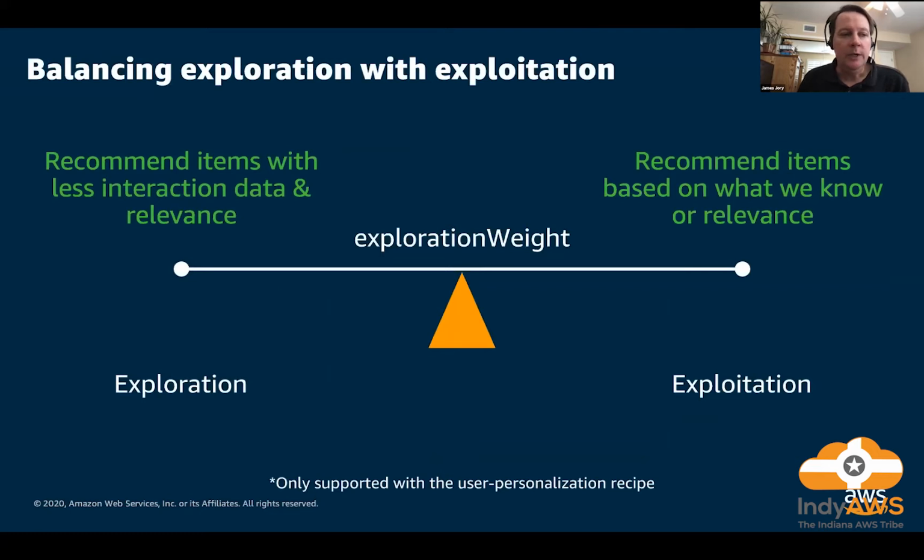Balancing exploration and exploitation, you can think of it like a teeter-totter, where you can more heavily weigh exploration. If you want a user experience where your users discover something new, extemporaneous or some serendipity, you can create a campaign that has high exploration, and it'll recommend different items. Versus exploitation, where you can recommend items based on what we know of relevance.